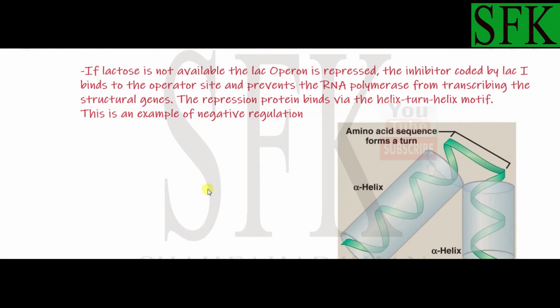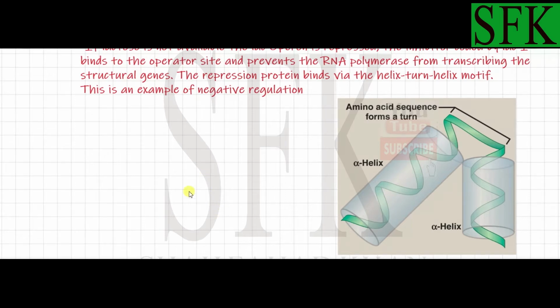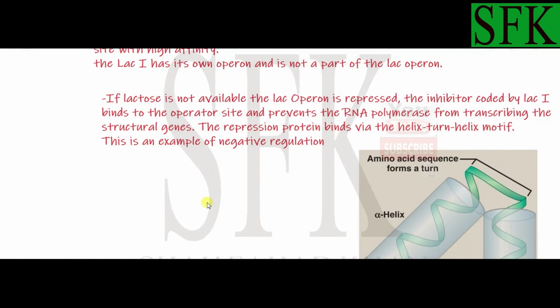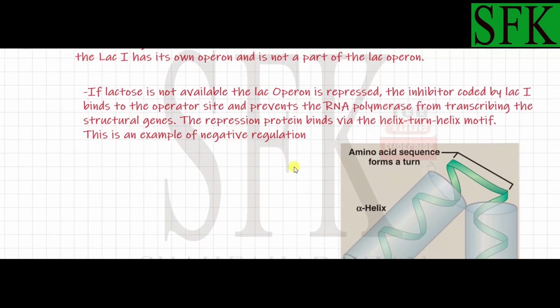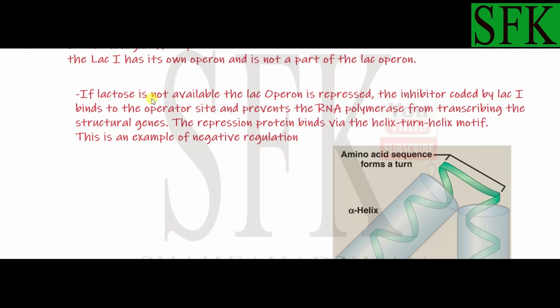Now there are specific conditions where, as I told you in the previous lectures, the Lac Operon is an inducible operon, so it can be easily regulated in presence or absence of certain molecules. Now let's look at them one by one. If lactose is not available, completely absent, then what happens? The Lac Operon is completely repressed. As I told you earlier in this lecture, this is beneficial for the bacterium because it helps it save energy. So if lactose is not available, the Lac Operon is repressed.